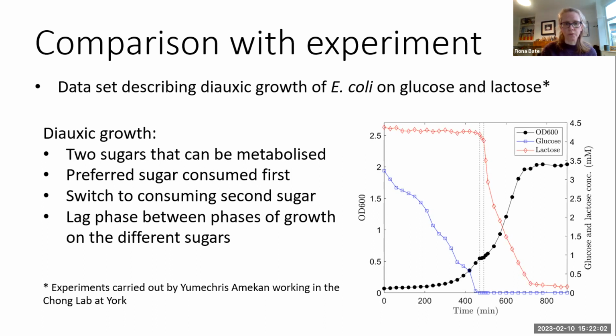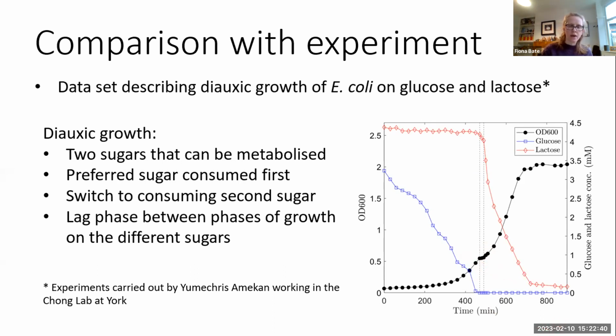So I'm sure you probably know what diauxic growth is, but I'll go through anyway. When two sugars can be metabolized, then the preferred sugar is consumed first, and only when that has been consumed, the microorganism switches to the second sugar. And between the phases of growth on the different sugars, you get a lag phase. Okay, so hopefully you can see in the data, there's a diauxic lag here. You can see between the two vertical lines, the growth has paused. There's a slowdown there.